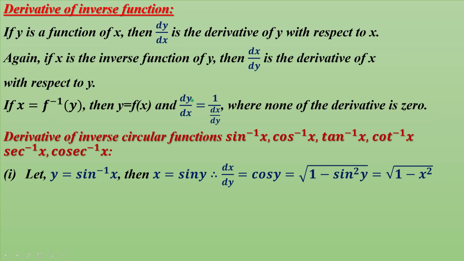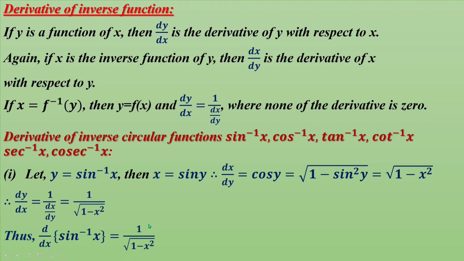But we have to find dy/dx. Therefore dy/dx is equal to 1 divided by dx/dy, that means this part, and this is equal to square root of 1 minus x square. Thus d/dx of sin inverse x is equal to 1 divided by square root of 1 minus x square. Similarly, we can find d/dx of cos inverse x, d/dx of tan inverse x, and so on.